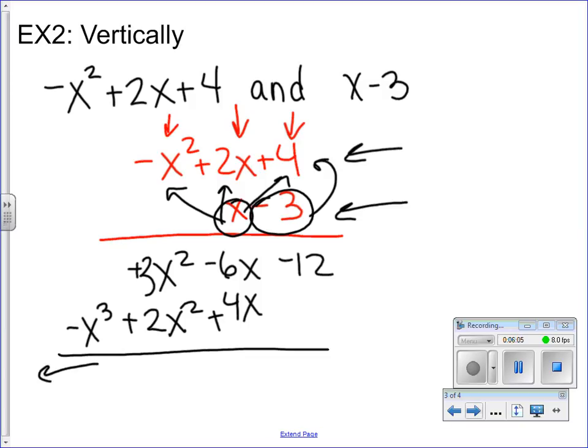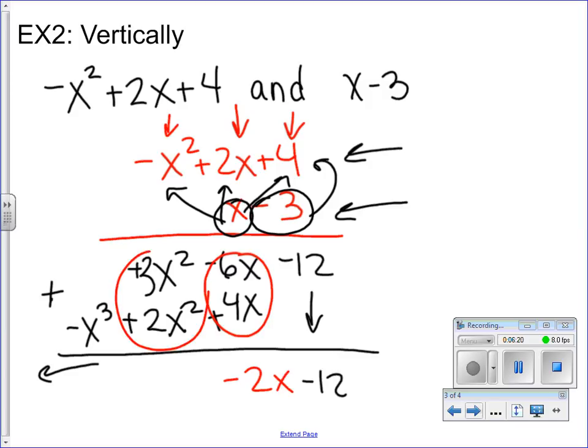Okay, now I'm going to put a bar underneath, and I'm going to add these together. So, negative 12 gets brought down. Negative 6x and positive 4x is negative 2x. Positive 3x squared and positive 2x squared is positive 5x squared. Make sure I put the positive in front. And then negative x cubed has nothing to be combined with, so that guy just gets put there. Okay, here we go.